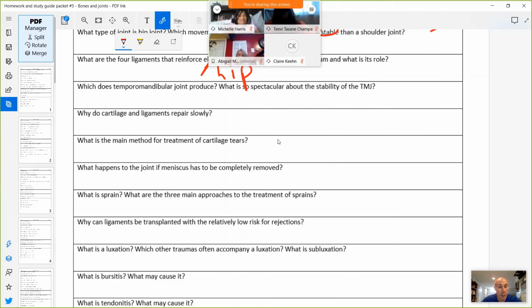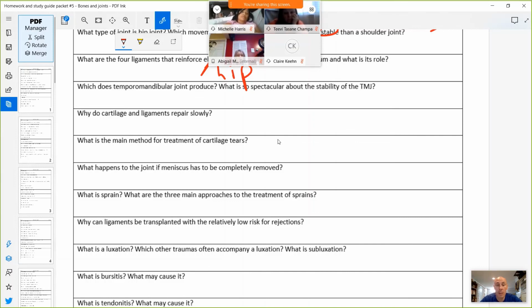Main method of treatment of cartilage tears: reduction, arthroscopic surgery, removing fragments of the cartilage. If we're talking about meniscus, the problem is that every time you remove a piece, it reduces the stability of the knee joint, increasing the chance for further injury. So basically, you progressively lose meniscus, and eventually it is gone. Okay.